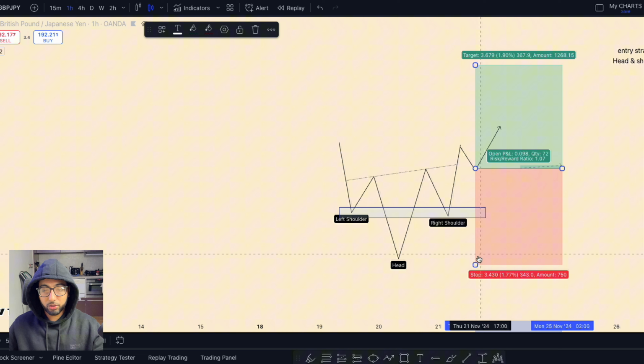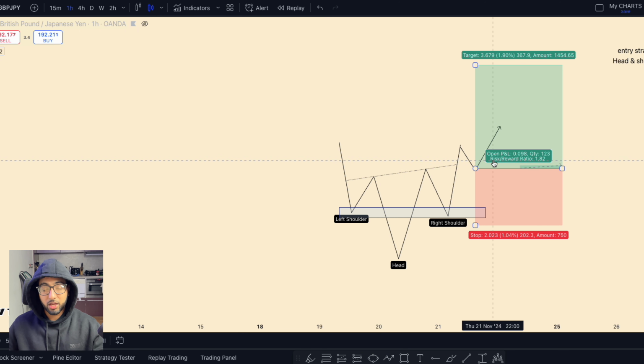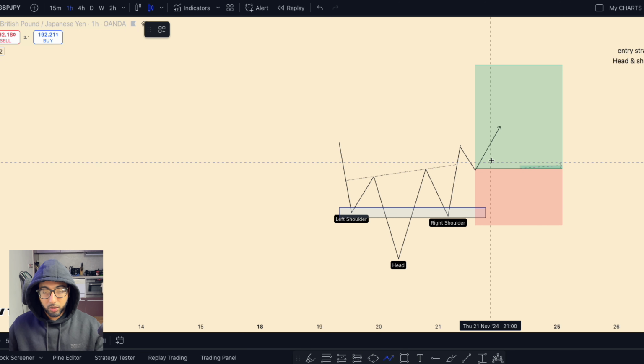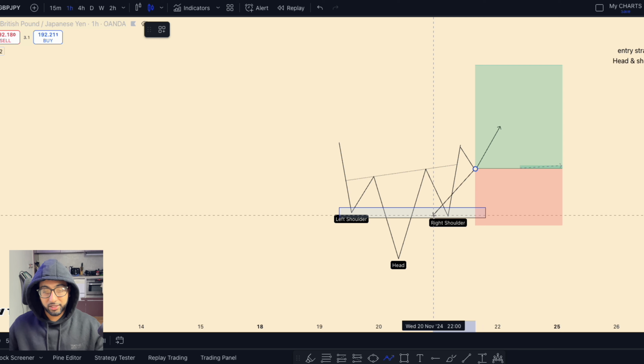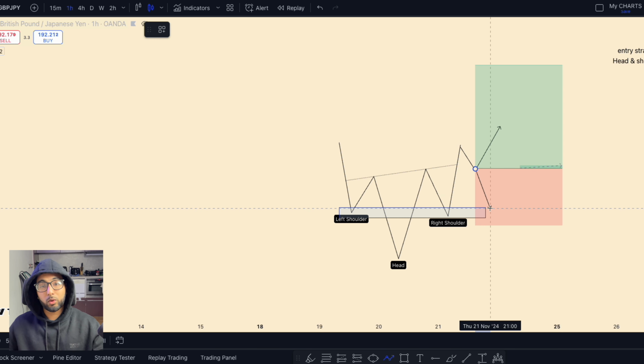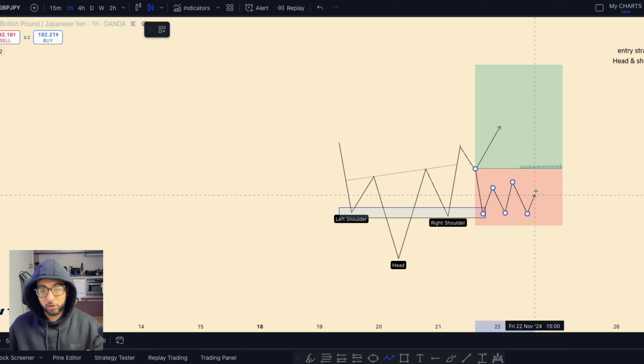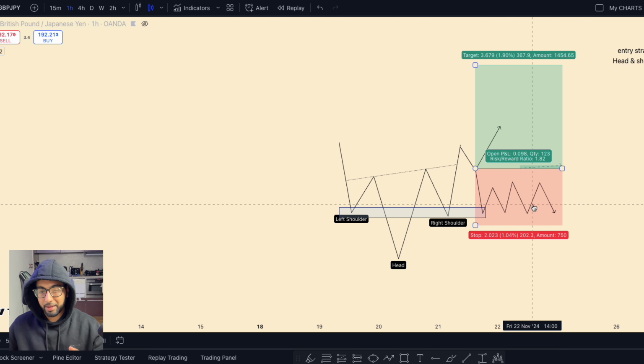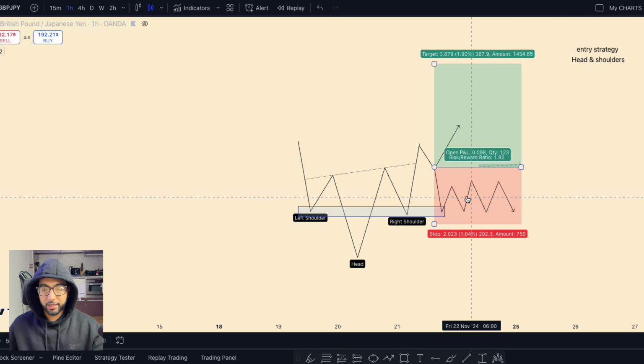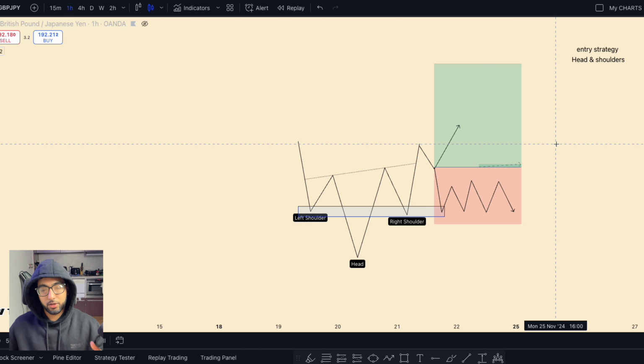Whereas if you do it here, you can easily test the right shoulder, because even if price does come down, right, if price ends up coming down, testing the right shoulder, this is an invalid structure, and you just want to be out of the trade. You don't want to be in the trade if it's ranging on the right shoulder. If it's doing this on the right shoulder, don't even bother trading this, because this is not the pattern, right? Wait until price again forms another pattern, and then you enter again.